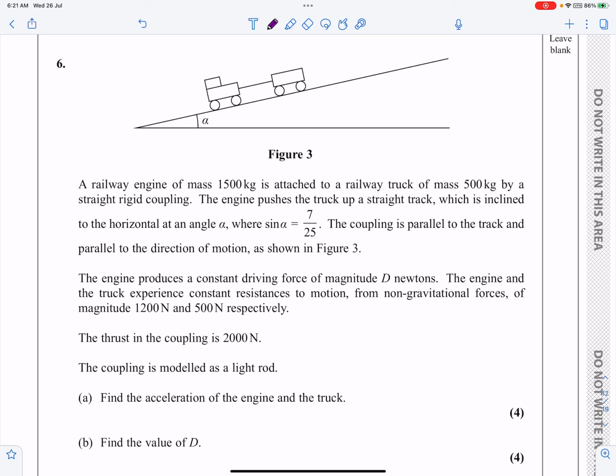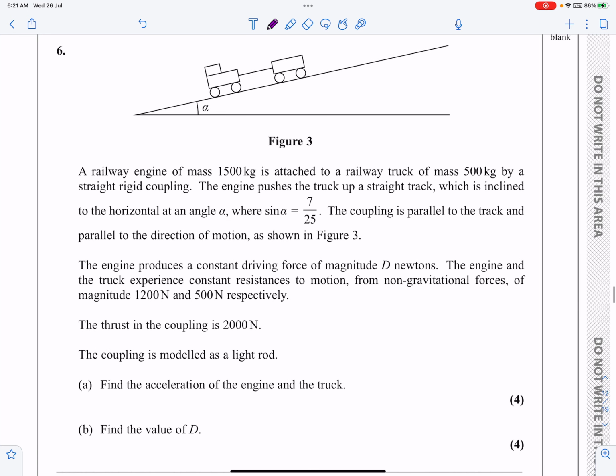Okay, this is the M1 paper from October 2020. This is question number 6, which you can see is quite tough: connected particles on an inclined plane, and we've got a thrust going on in this question. It's going to be all about drawing the force diagram out accurately. We've got resistances and lots of various bits of detail to look at. So have a quick read of the question and then we'll get started with it.